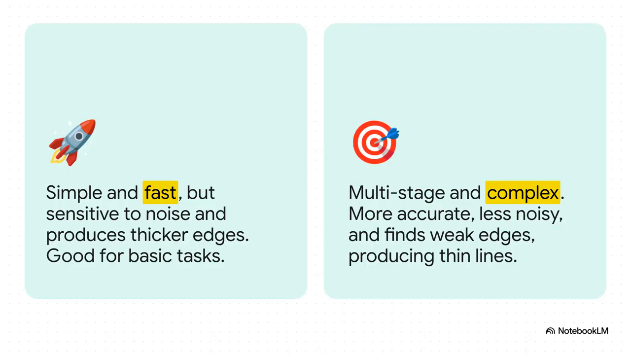And that weakness is what led to things like the Canny detector, which really shows you the trade-off here. Canny is way more complex, it's a multi-stage process, so it's a bit slower. But the results? They're much more accurate. It gives you these crisp, thin, one-pixel lines, whereas Sobel's edges can sometimes be a bit thick and fuzzy.